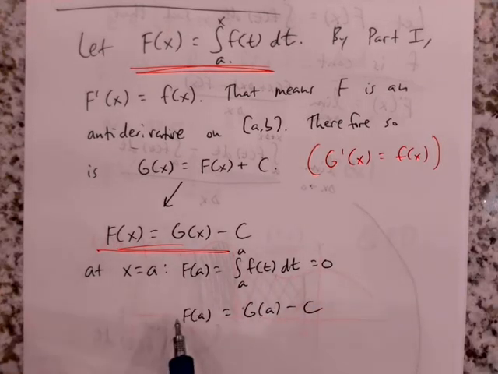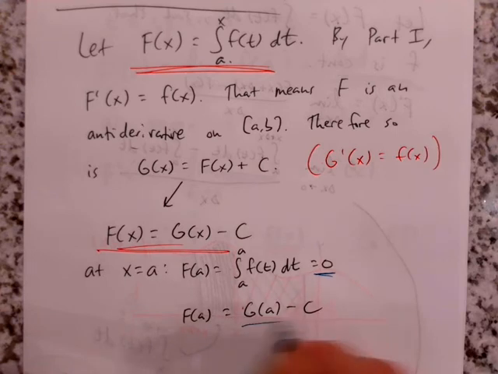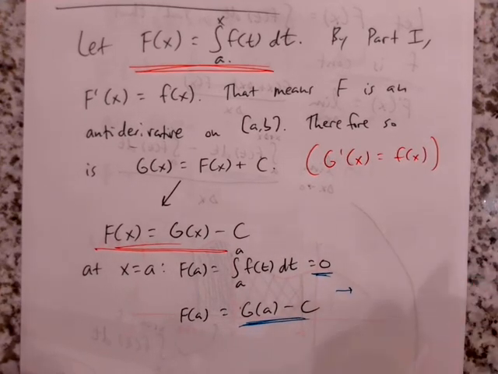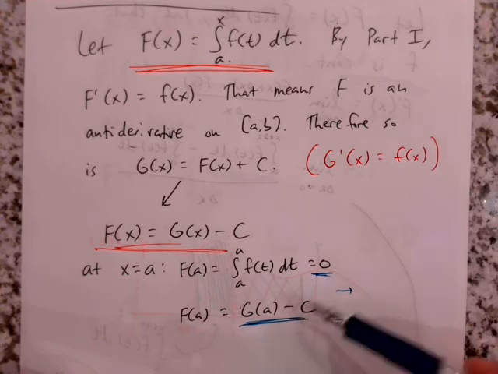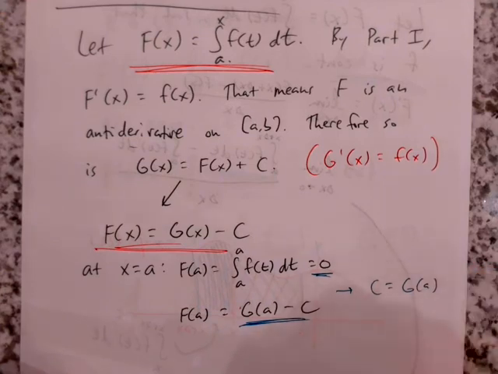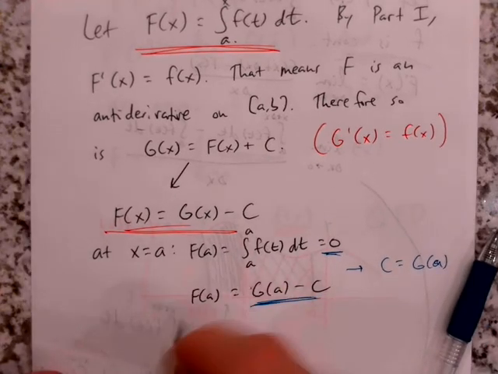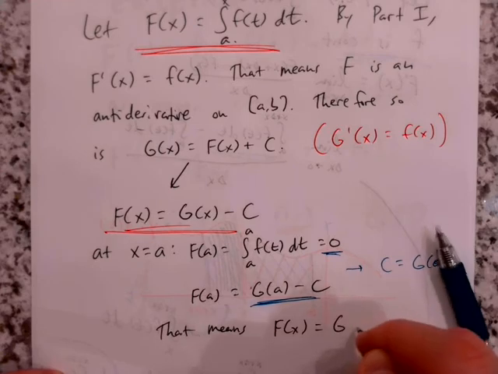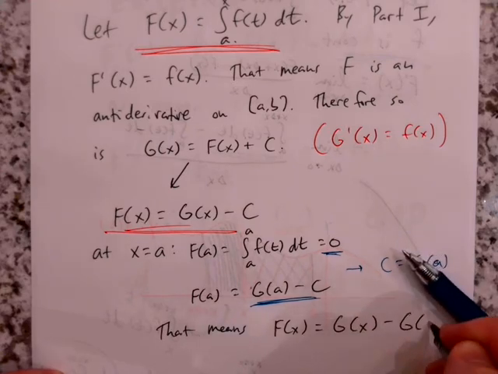Now, since big F of a equals both those things, those two must be equivalent to each other. And if G of a minus c equals 0, that means that c has to equal G of a. Right? That's the only way for G of a minus c to equal 0, is if c and G of a are equal. That means that big F of x is big G of x minus G of a.